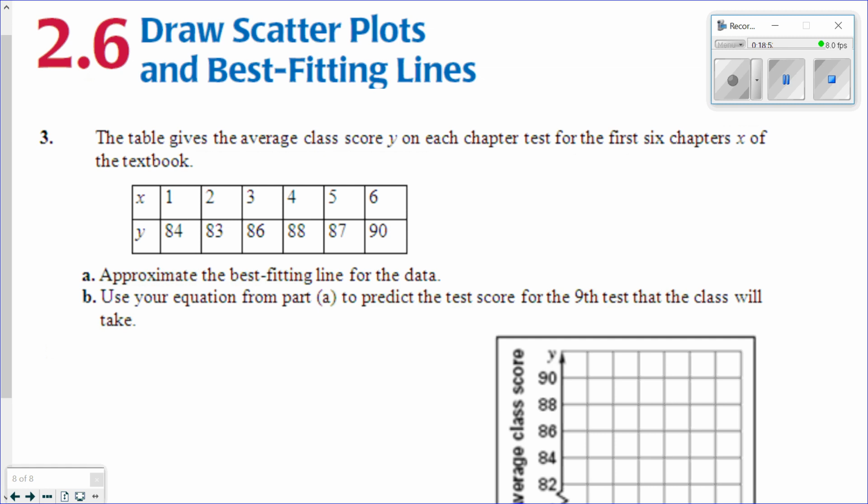And in the third example, again, you have this on your guided note sheet, so please try this one on your own. So first you'll have to plot the data points and then approximate the best fitting line. So you will draw that in and then write an equation for that line by picking 2 data points and finding the slope and then writing an equation for that line. And then after you have an equation for your best fitting line, use that equation to predict test scores for the 9th test that the class will take. So please pause the video while you work and you can unpause for the solution.